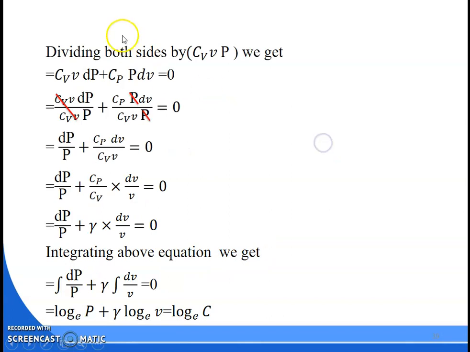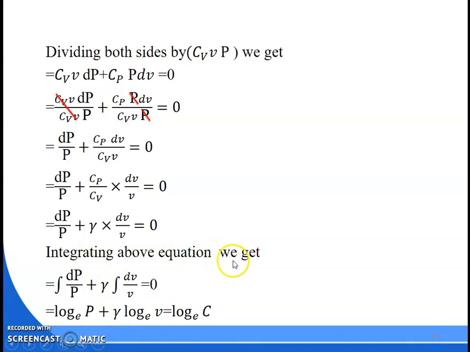That is equal to 0. So dividing by Cv V P on both the sides, we get what? You have to divide on both sides. Here Cv and V will be cancelled out in the first term, and P will be cancelled out in the second. What is left? Here we got dP by P plus Cp by Cv into dV by V is equal to 0. Then what is your ratio of specific heat? That is gamma. So dP by P plus gamma into dV by V is equal to 0.